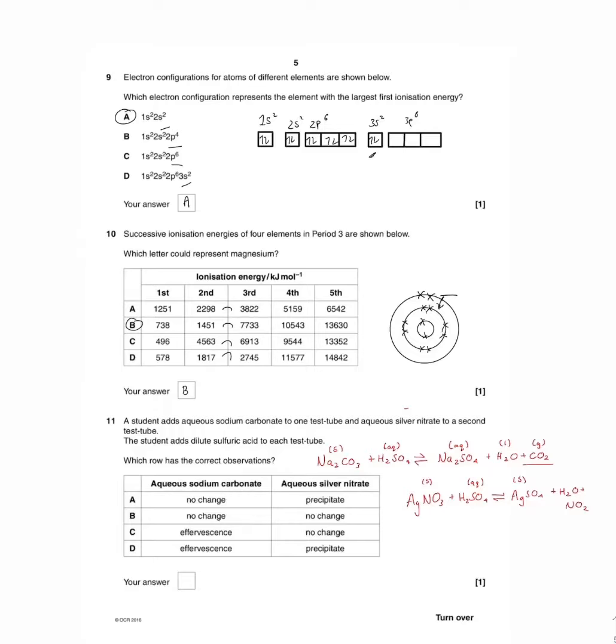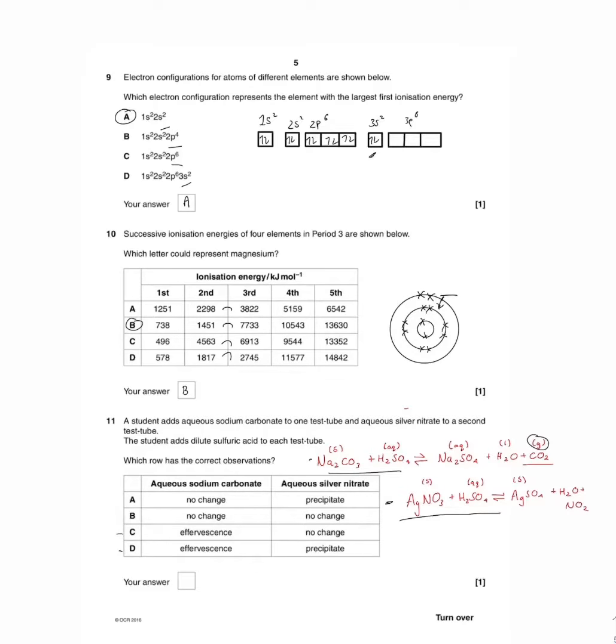Okay, number 11 shows a student adds aqueous sodium carbonate to one test tube and aqueous silver nitrate to a second test tube. The student adds dilute sulfuric acid to each of the test tubes. Right, I've written both equations here. Okay, so which row has the correct observations? So for the first equation with sodium carbonate, we can see that a gas has been produced. So effervescence is seen. And so, yeah, these equations have to be memorized, by the way.